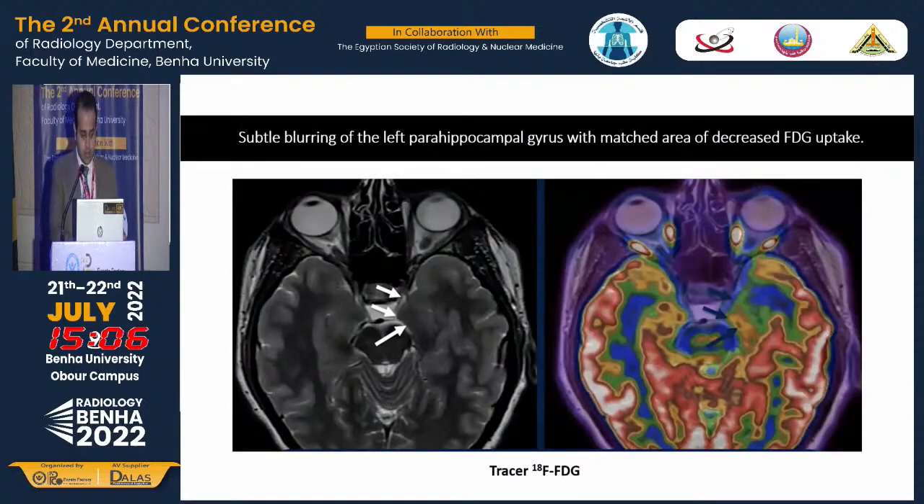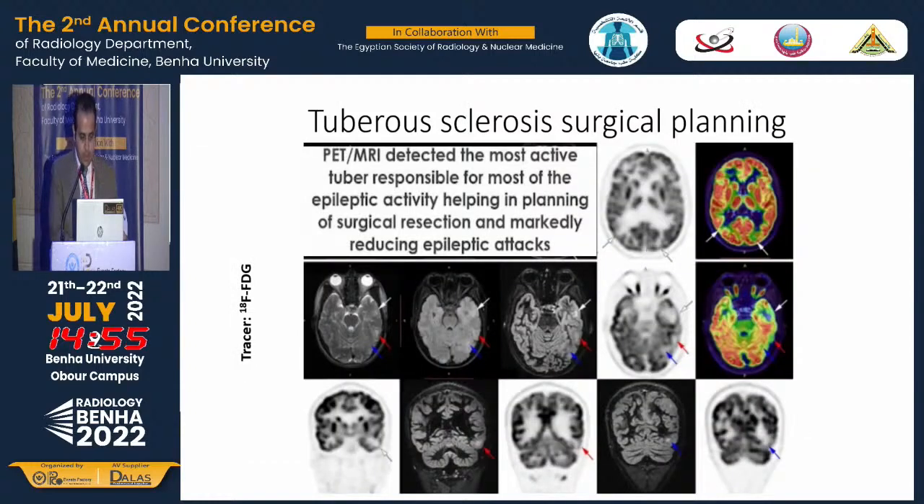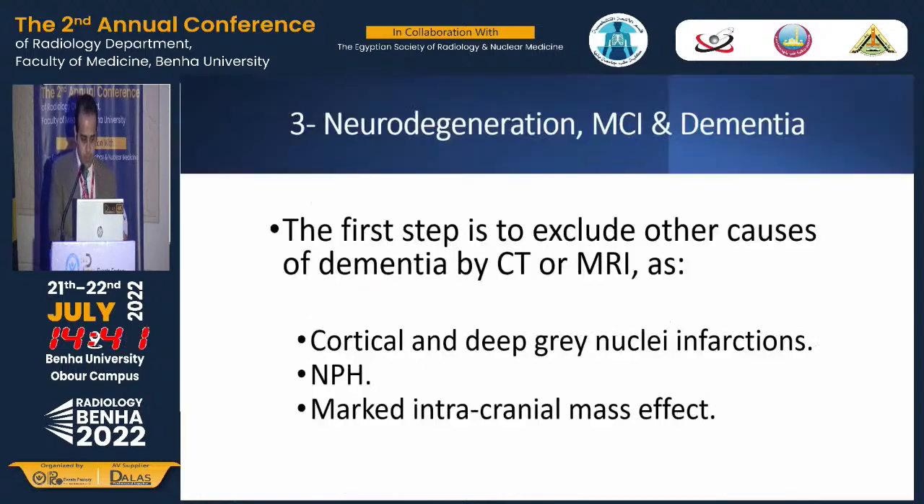Our first case, on the axial T2 image, there's subtle blurring of the parahippocampal gyrus with a matched area of decreased uptake of the FDG. In this case of tuberous sclerosis, for pre-surgical planning, PET-MRI can detect the most active tuber responsible for most of the epileptic activity, helping in planning the surgical resection and reducing the epileptic attacks.